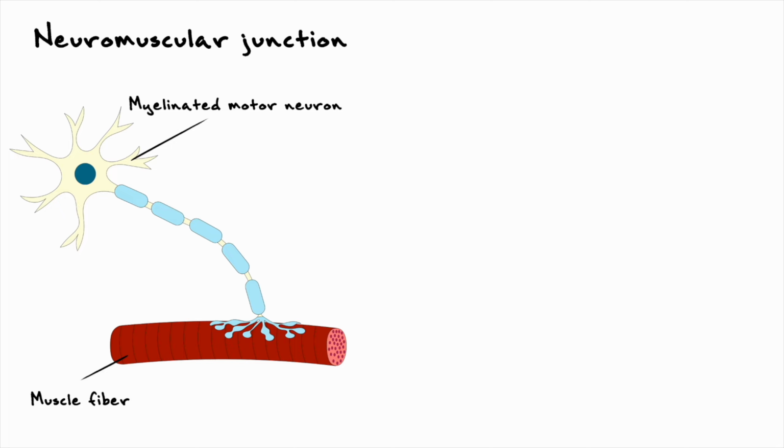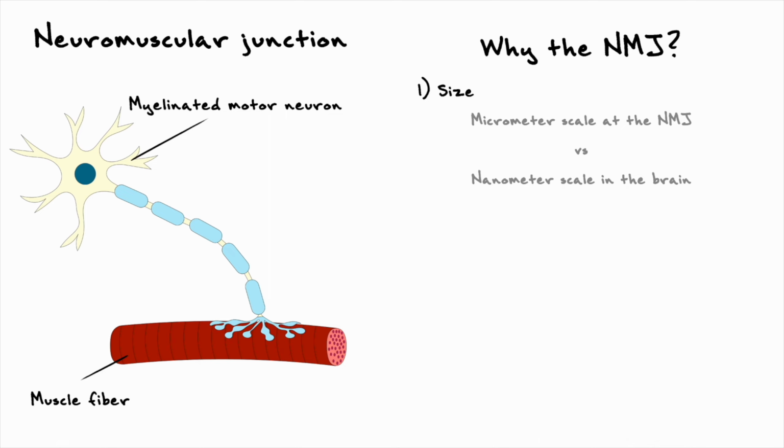Now, one might ask, what is so compelling about the neuromuscular junction that we want to base the chemical synapse model on it? The first advantage of this synapse is its size. In comparison to synapses in the brain, which are measured on the nanometer scale, the synapses at the neuromuscular junction are on the micrometer scale, which makes them about 1,000 times larger.